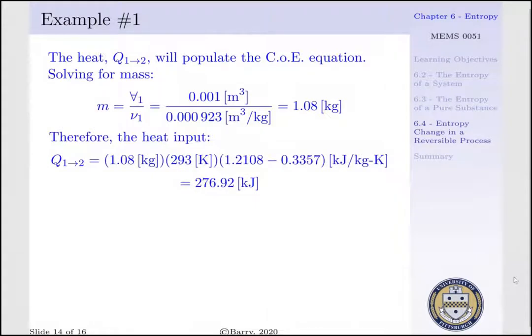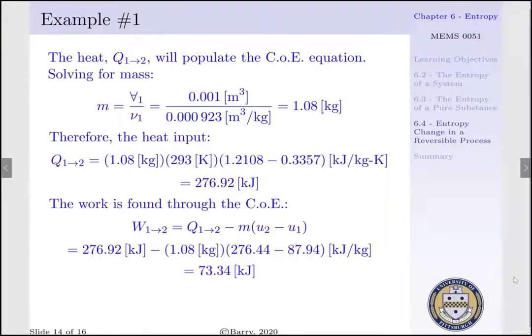Therefore, our heat input is equal to our mass times our temperature times the change of our entropy. That is MT times the quantity S2 less S1. We have a mass of 1.08 kilograms. Our temperature for which this is occurring is 293 Kelvin. And our entropy at state 2 is 1.2108, less our entropy at state 1, which is 0.3357 kilojoule per kg. And thus we transfer 276.92 kilojoules into our system.